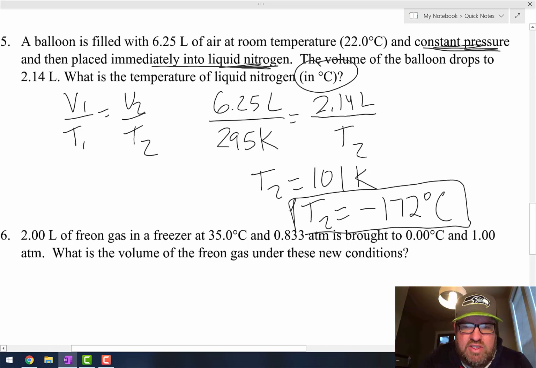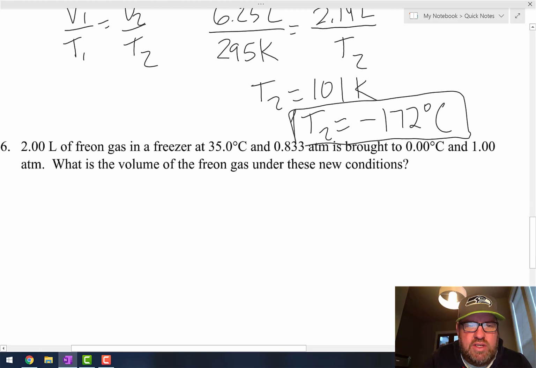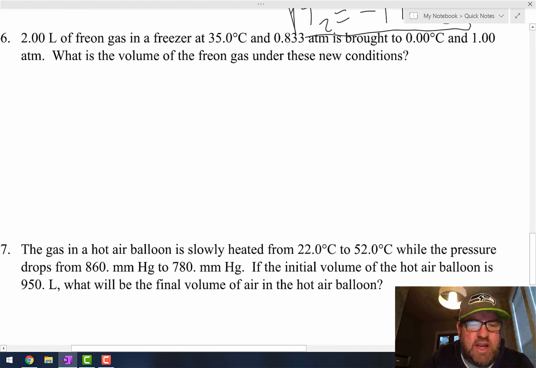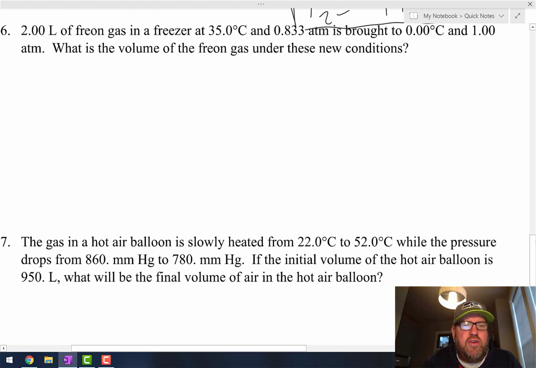About negative 170 degrees Celsius. Okay, number 6, we got 2 more here. 2 liters of Freon gas in a freezer at 35 degrees Celsius. So that's pretty warm. That freezer isn't doing too good if it's at 35 degrees. Okay, it is brought down to where a freezer is supposed to be, at about 0 degrees Celsius.